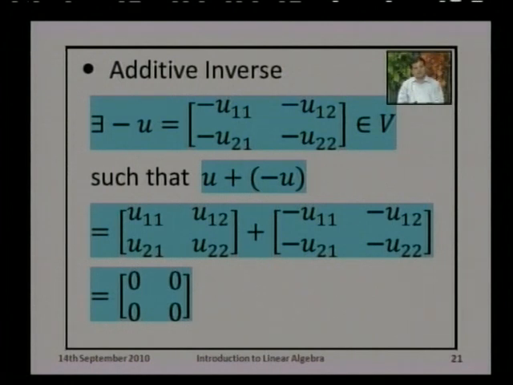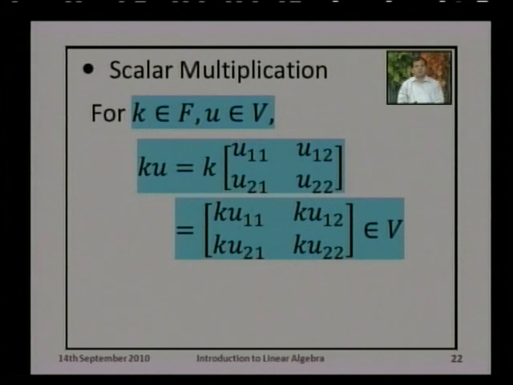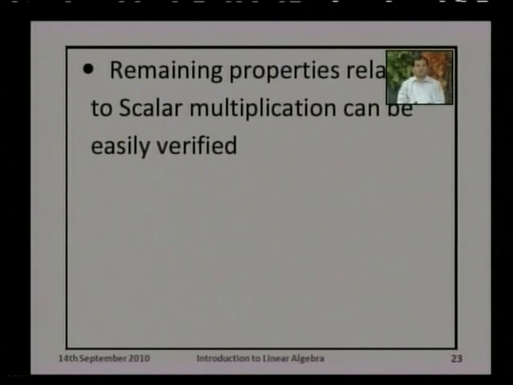Then scalar multiplication: if K is a real number and U is a vector, here the matrix U11 U12 U21 U22, then K into U is defined as KU11, KU12, KU21, KU22, and we can see that this is also a 2 cross 2 matrix, and therefore it belongs to V. So scalar multiplication is defined like this, and the remaining properties related to scalar multiplication can be easily verified, and therefore the set of 2 cross 2 real matrices is a vector space.